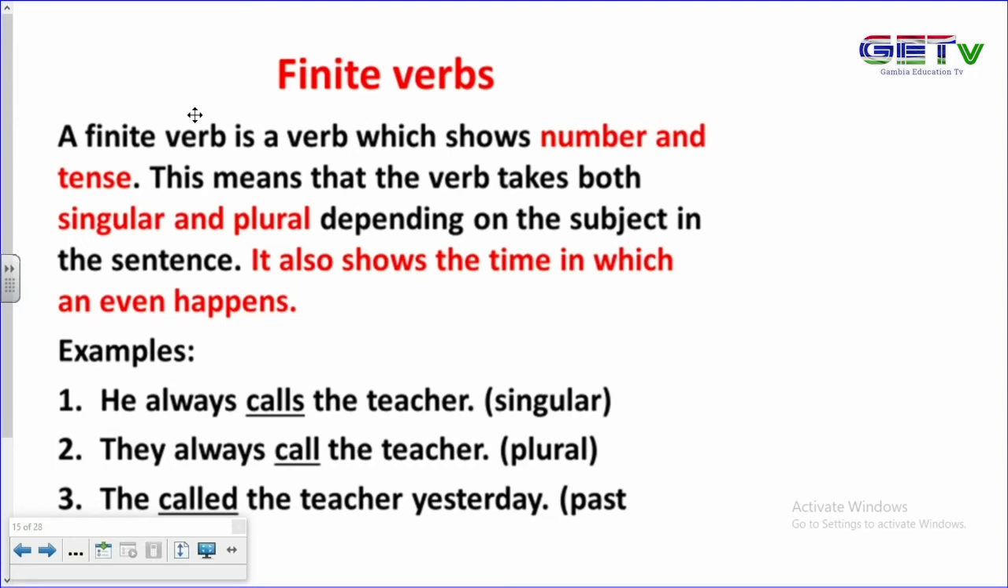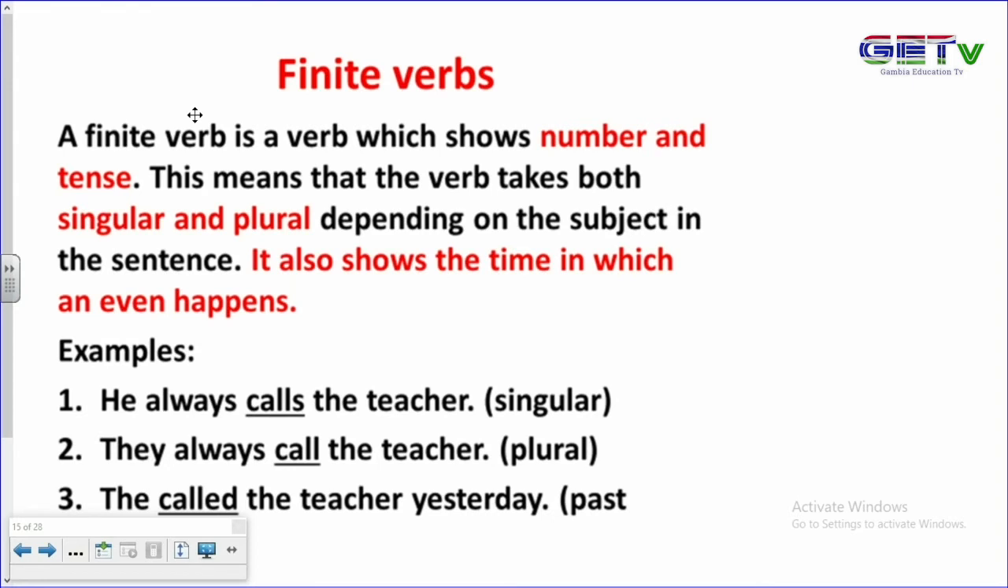So we start looking at finite verbs. A finite verb is a verb which shows number and tense. When we talk of number, we mean singular and plural. When we talk of tense, we're referring to present tense, past tense, and past participle. A finite verb will actually show that. It's unlike the non-finite verb, which does not actually show tense and number.